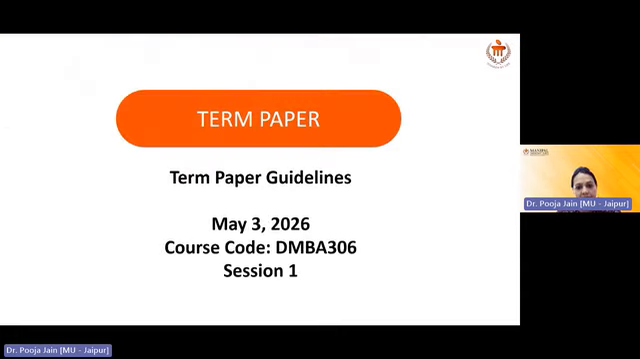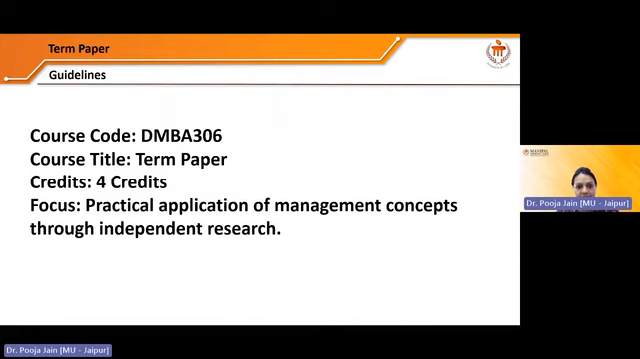So in the term paper guideline, your course code is DMBA 306. It is a compulsory term paper in your syllabus. So it is session 1 as well, right? The course title is Term Paper. It is a 4 credit course. The objective of this term paper is to provide practical application of management concepts through independent research. So basically, you will have to identify a topic and do research on that particular topic, but based on some guidelines.